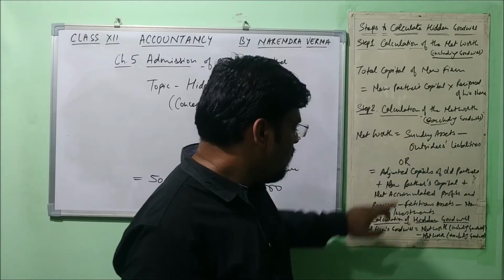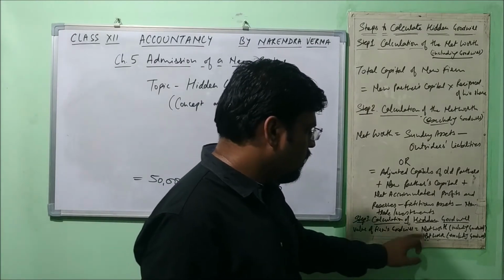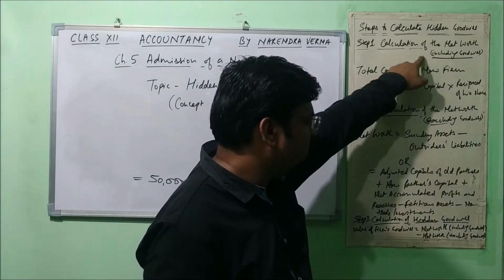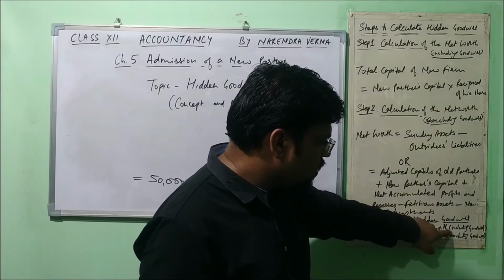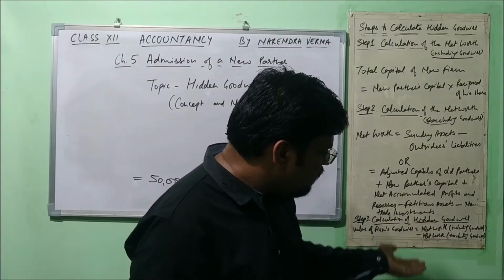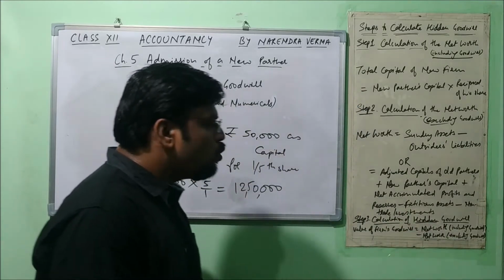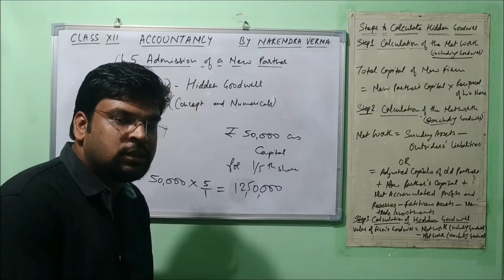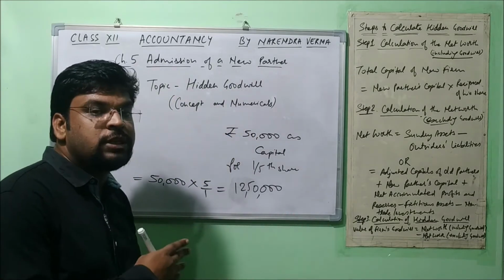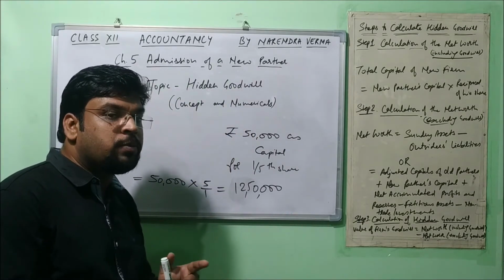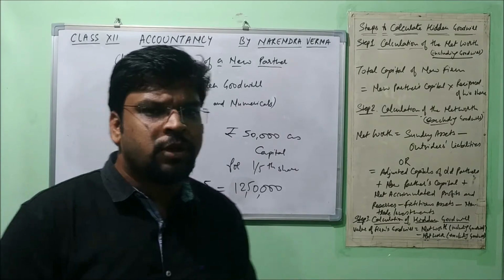Now after calculating this net worth, which is excluding goodwill, here goodwill is included, here goodwill is not included. Step 3 is what? Calculation of hidden goodwill. What will we get by this? Value of the firm's goodwill, that is net worth that we calculated in step 1 minus net worth that we calculated in step 2. Here goodwill is included, here goodwill is excluded. So after deducting net worth excluding goodwill from net worth including goodwill, what amount will be left? Purely the amount of goodwill. And that will be the value of the firm's goodwill. Now out of this we'll have to calculate the share to be brought by the new partner, and on the basis of this, we'll pass the adjustment entry.